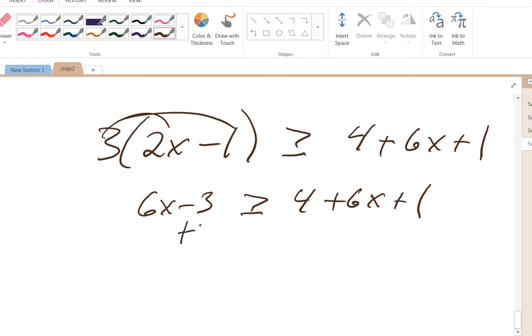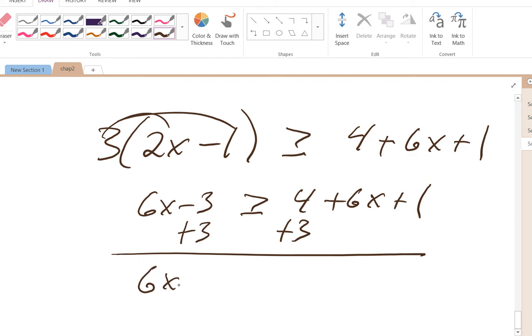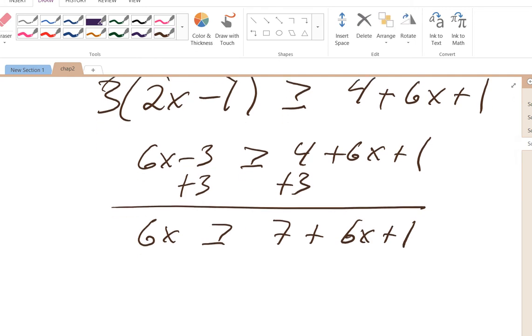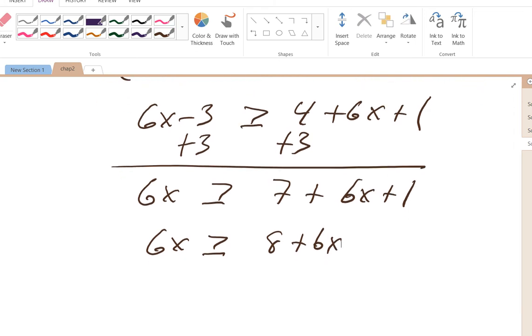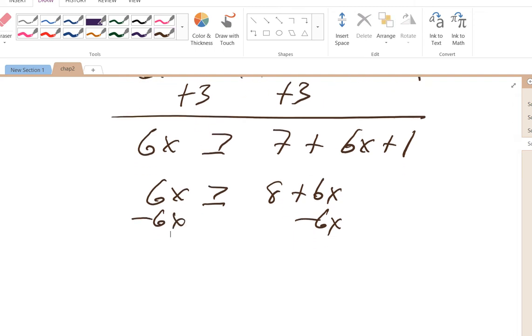Plus 3 to the 4. 6x greater than or equal to 7 plus 6x plus 1. Okay, now what? You can add the 7 and the 1 together. 6x greater than or equal to 8 plus 6x. Okay, now what? Minus the 6x, minus the 6x. 0 is greater than or equal to 8.